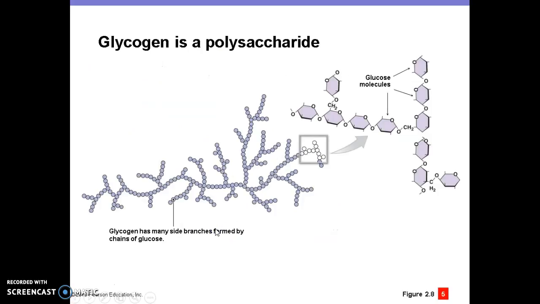Here's glycogen, a polysaccharide made up of repetitive glucose units. It's made in the liver and in muscles.